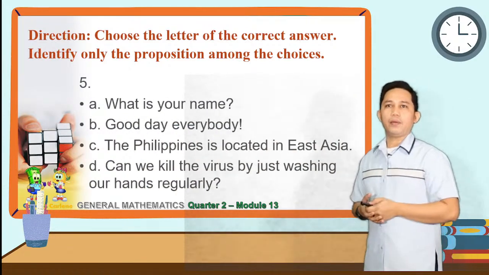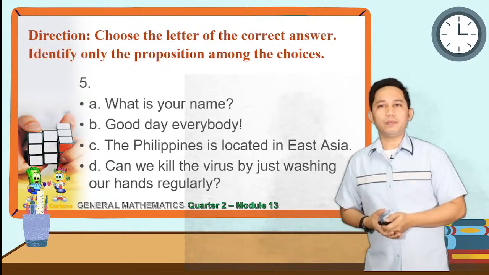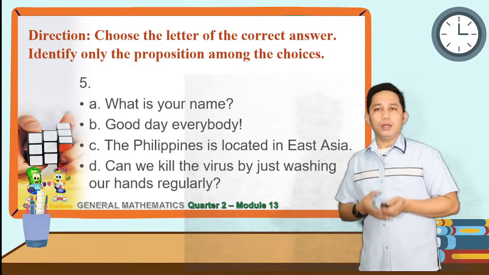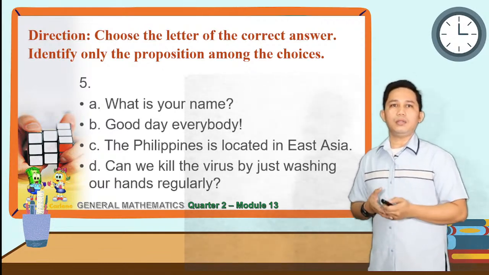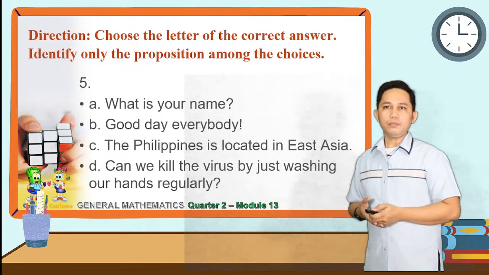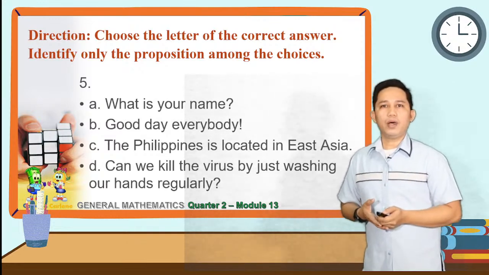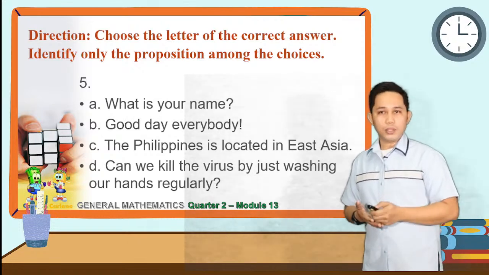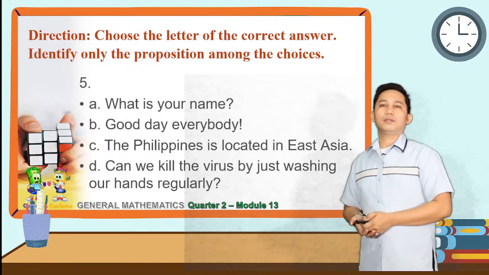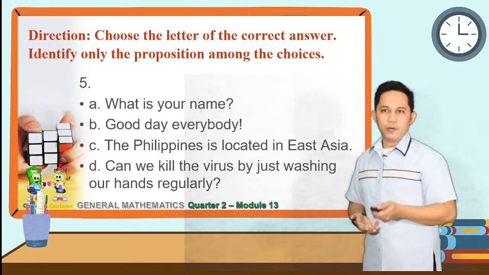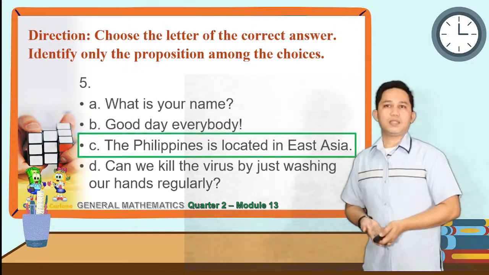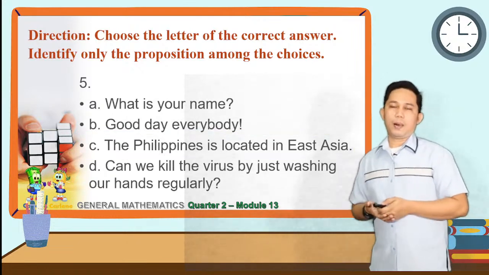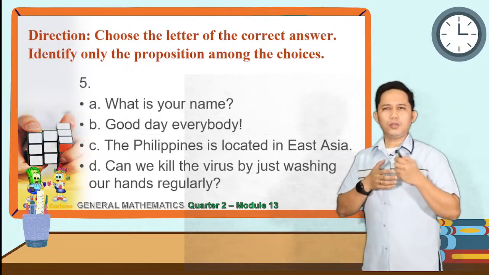Next, number 5. Letter A: What is your name? Letter B: Good day, everybody. Letter C: The Philippines is located in East Asia. And letter D: Can we kill the virus by just washing our hands regularly? Which among the choices is a proposition? Yes, very good. It's letter C. The Philippines is located in East Asia. Okay, so you are doing great, guys.